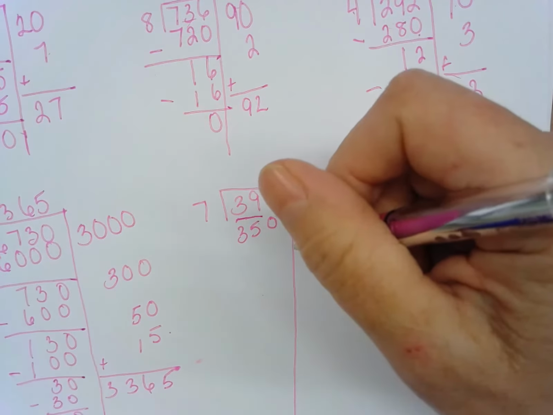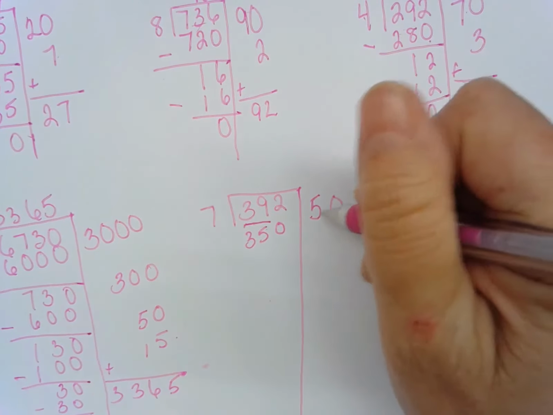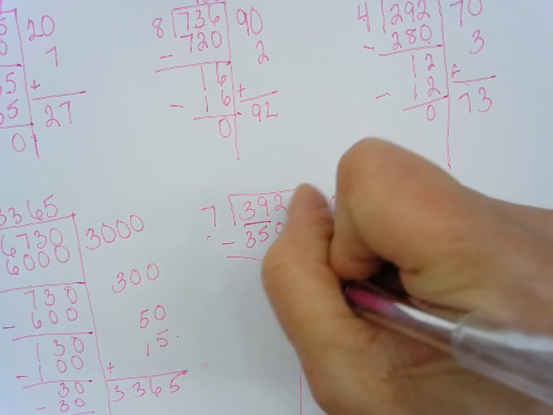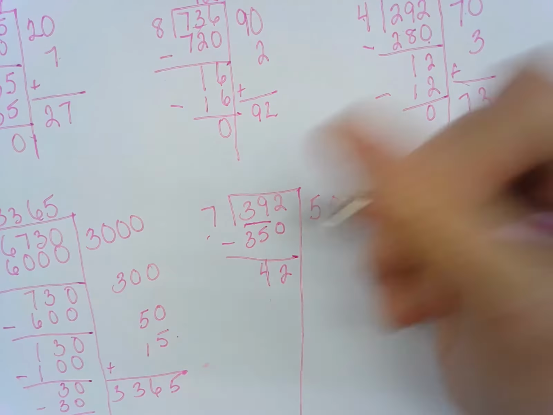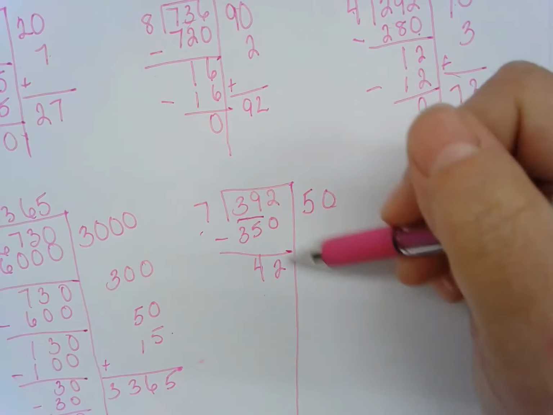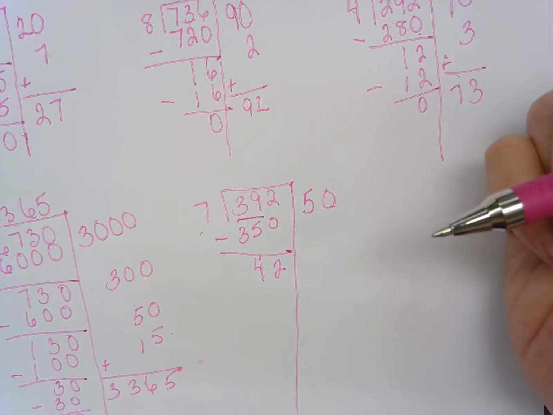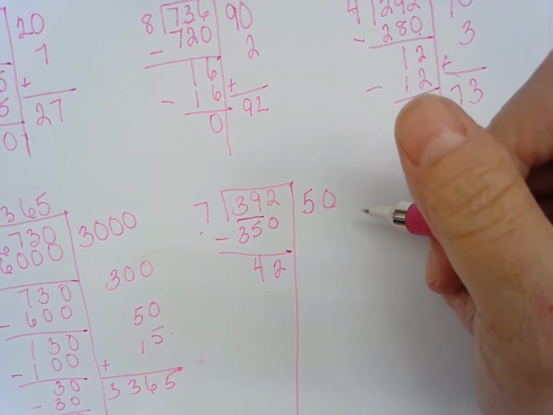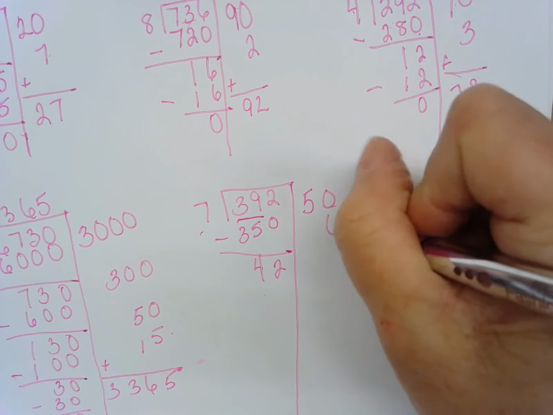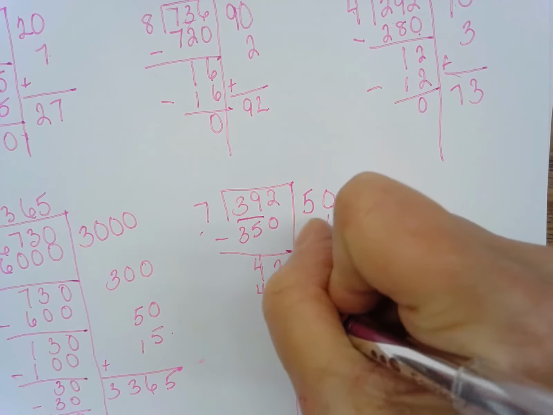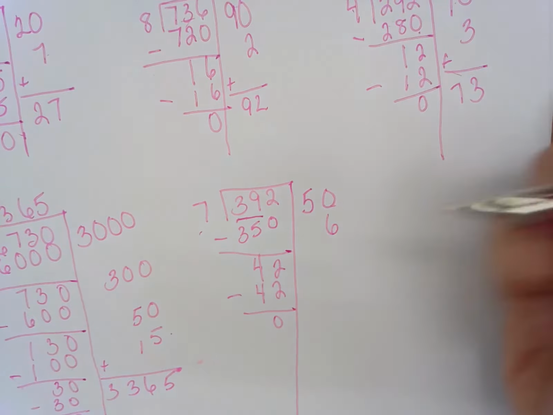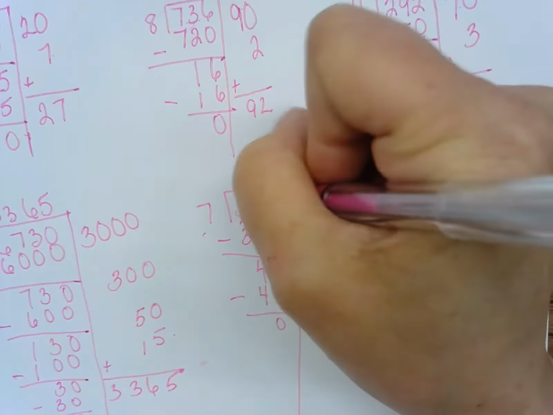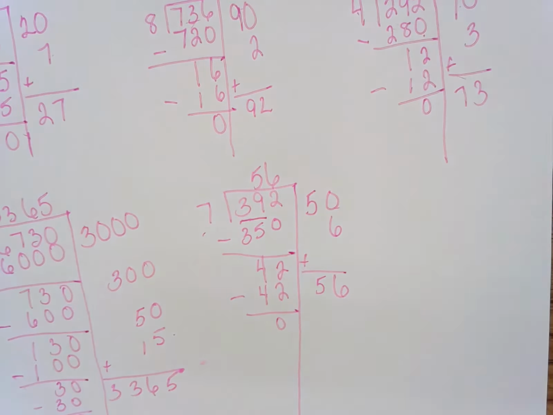Okay, so we're back again. So 50 times 7 is 350. So we subtract, 9 minus 5 is 4. Okay, so how many times does 7 go into 42? You can use your multiplication chart too. 6. 6 times 7 is 42. No remainder. 50 plus 6 is 56. So the answer is 56.